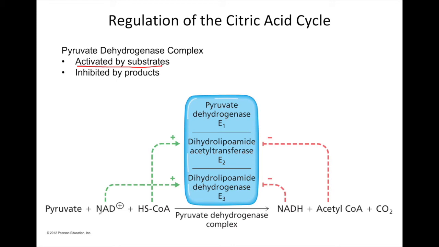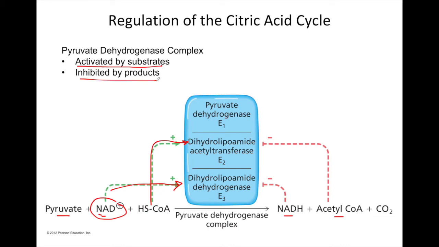So remember the substrates, pyruvate, NAD plus, and coenzyme A, and the products, NADH, acetyl-CoA, and carbon dioxide. If we have a high concentration of NAD plus, it's going to activate our complex at the E3 portion, because that's where NAD plus binds. And if we have a high coenzyme A concentration, it's going to activate it because, again, it's a substrate, so it's going to activate it at the E2 portion, because that's where that molecule binds.